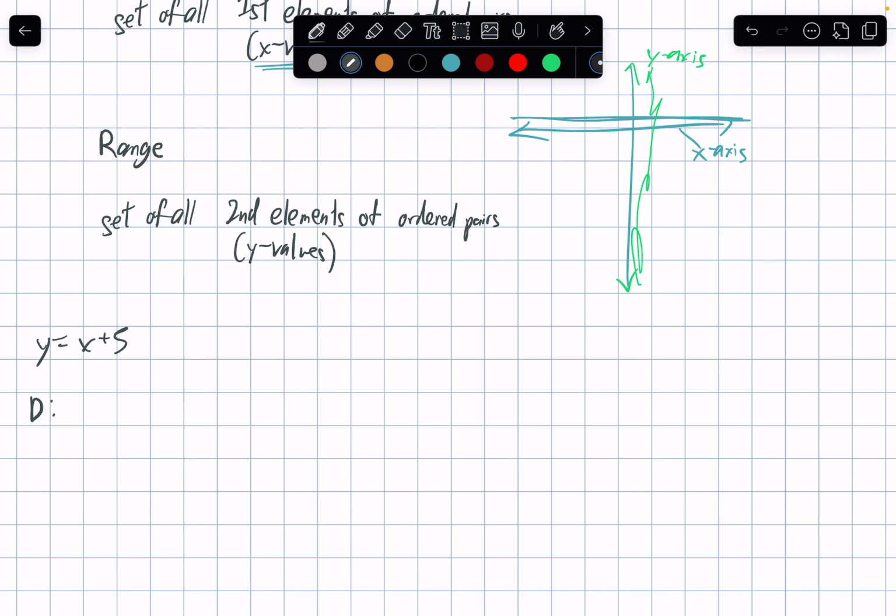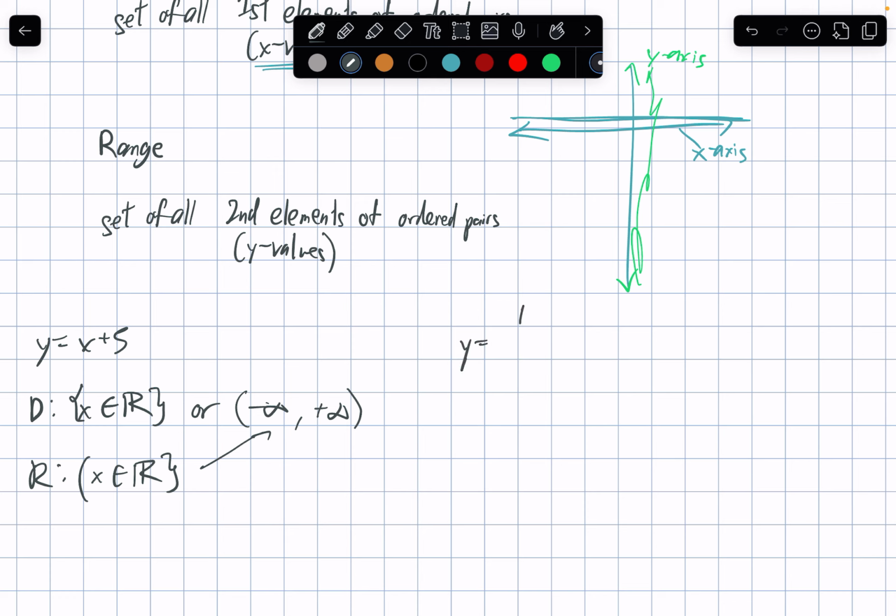Regarding the domain, since this is a polynomial function, there is no denominator. It's not a rational function wherein a fraction is involved. So for the domain, x is an element of all real numbers, in other words, negative infinity to positive infinity. How about the range, from bottom to top? Still the same thing: y is an element of all real numbers.